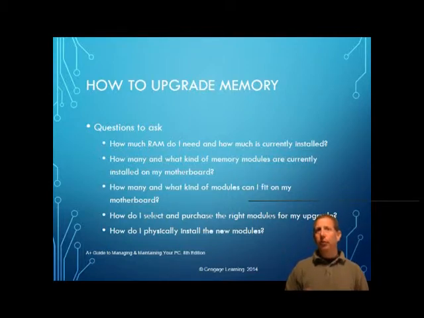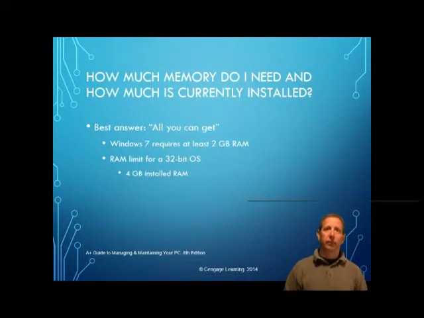So, how much memory do I need and how much is currently installed? Well, with the demands that today's software places on memory, the answer is probably all you can get. Windows 7 needs at least 2 gig of RAM, but more is obviously going to be better. The limit for a 32-bit operating system is 4 gig of installed RAM. Now, a 64-bit Windows installation can handle considerably more. For example, a 64-bit installation of Windows 7 Home Premium can use up to 16 gig of memory.